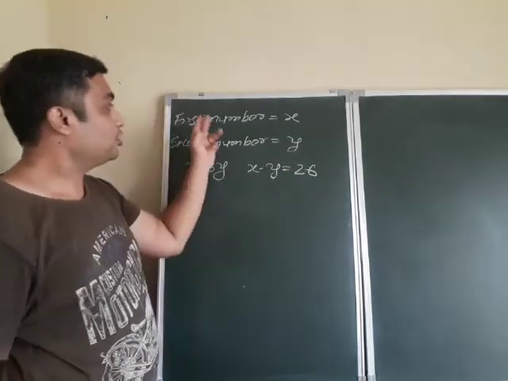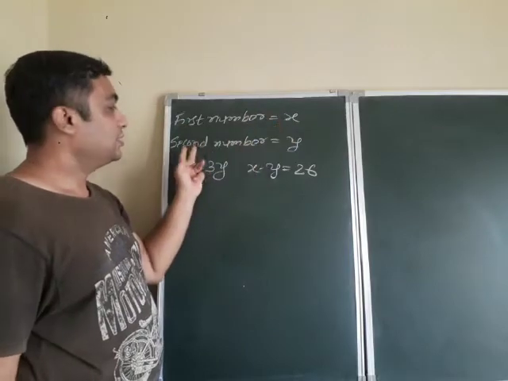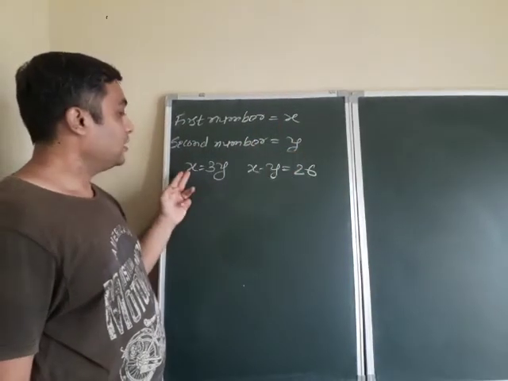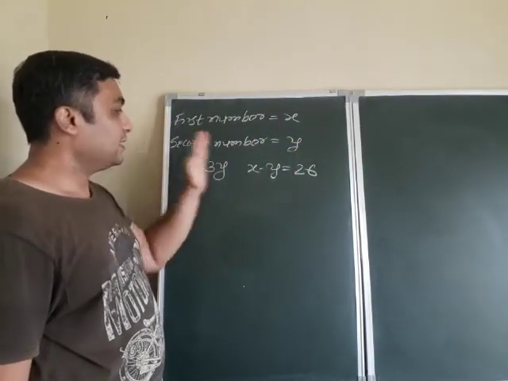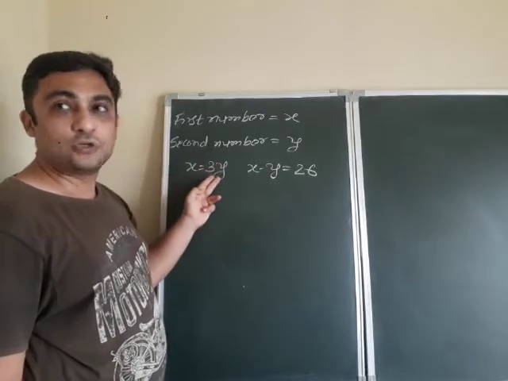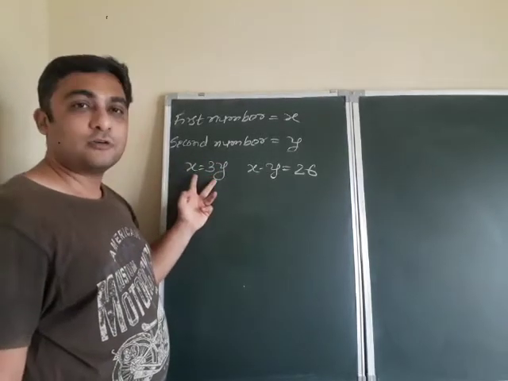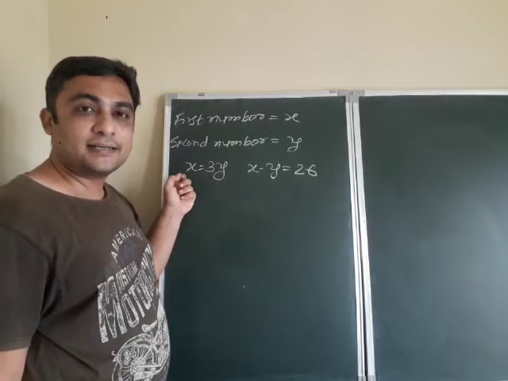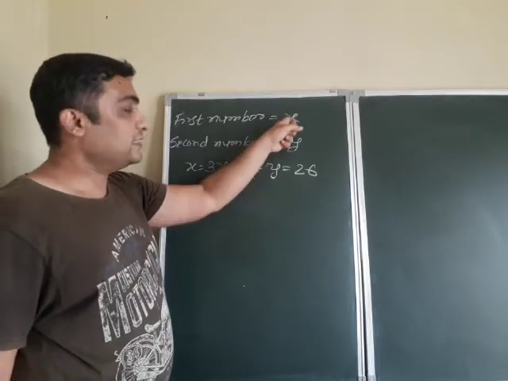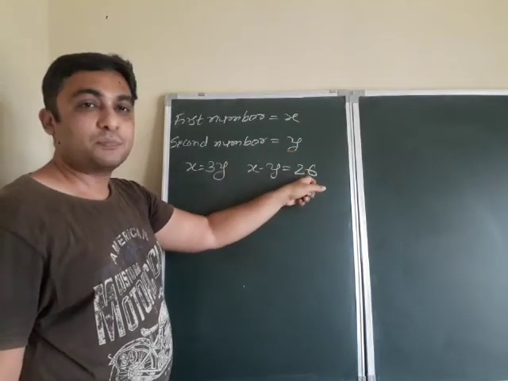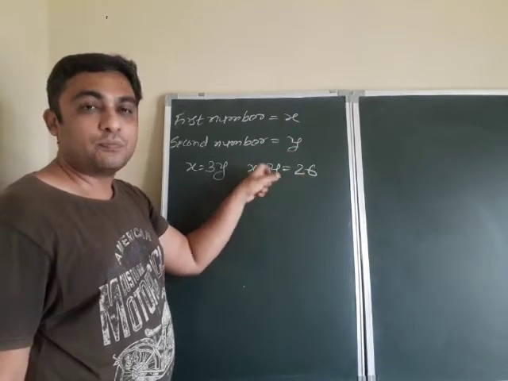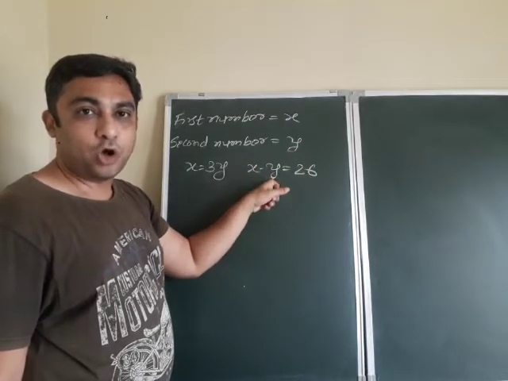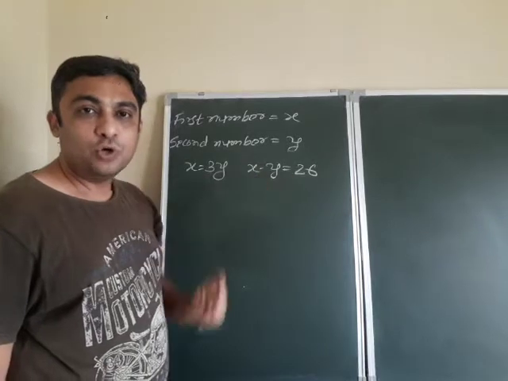Find the numbers. So first assume the first number is x, the second number is y. Now one number is greater than the second one, so say x is equal to 3y. By getting x is equal to 3y, it is concluded that x is greater and y is less. So the difference of x and y is given as positive. So we take higher minus lower, bigger minus smaller. So x minus y is equal to 26.